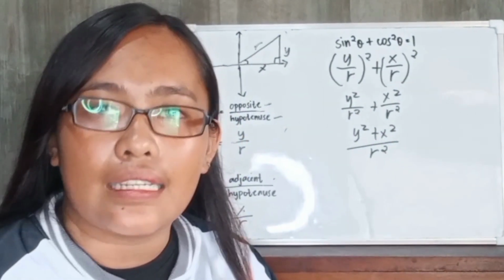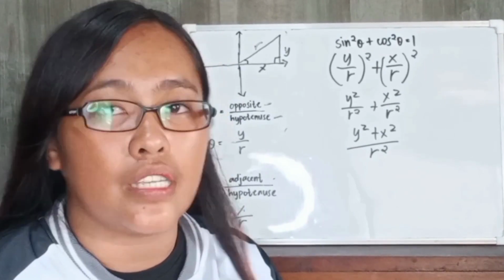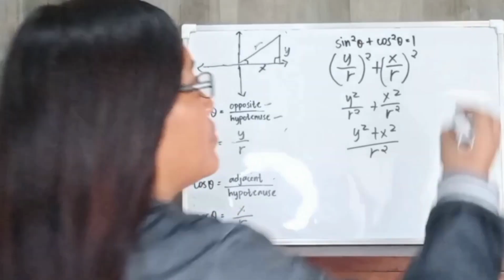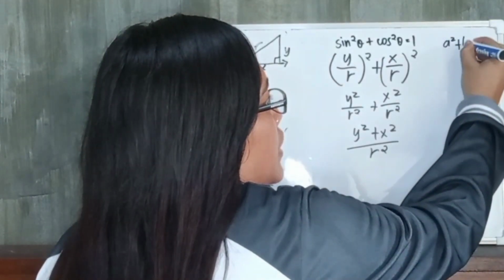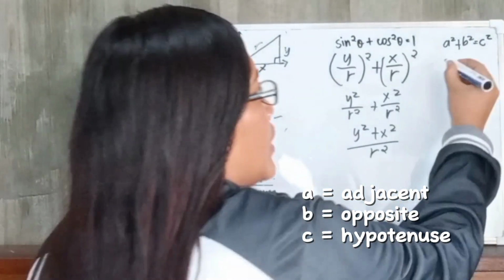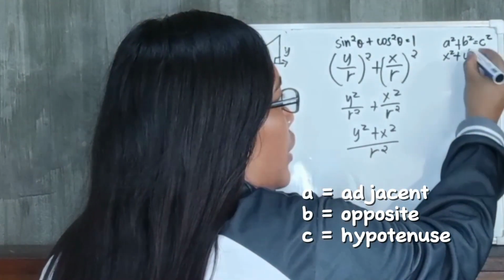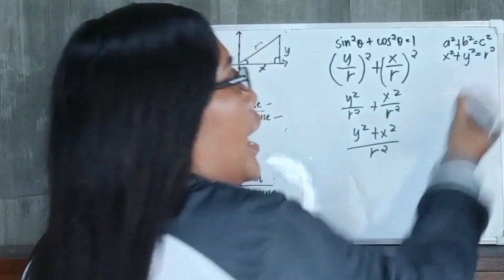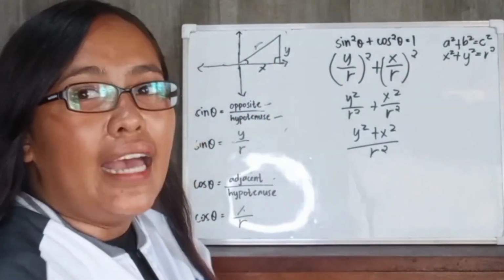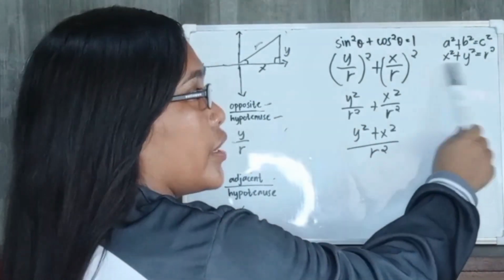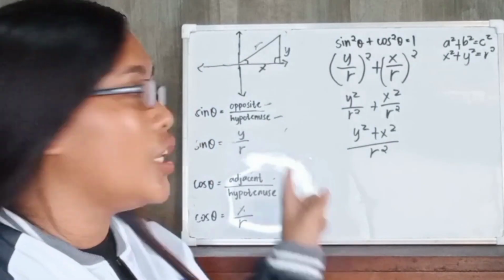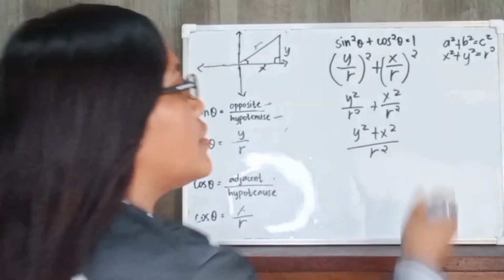So the question is, where does the Pythagorean theorem come into play? Remember, the Pythagorean theorem looks like this: a squared plus b squared is equal to c squared. The same goes for x squared plus y squared is equal to r squared. And as you have observed, in our numerator it is y squared plus x squared, and it looks the same here. So we can conclude that y squared plus x squared is equal to r squared.